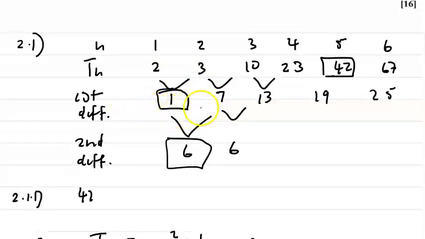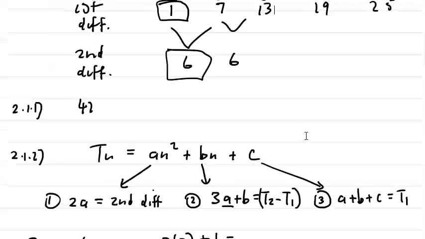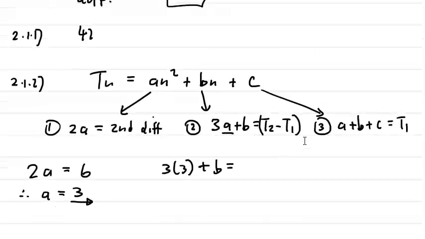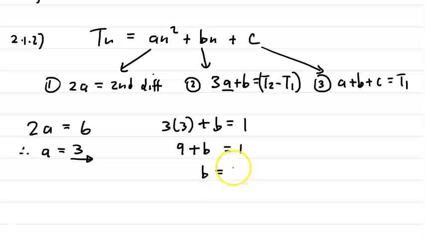It's important to also note that the first difference of a quadratic sequence, as I've already mentioned, is an arithmetic sequence or a linear sequence. Often they also ask us to find the formula of the first difference. So therefore, the first term of the first difference is 1. So therefore, t2 minus t1 is equal to 1. Therefore, we've got 9 plus b equals 1. b equals 1 minus 9, which is minus 8.